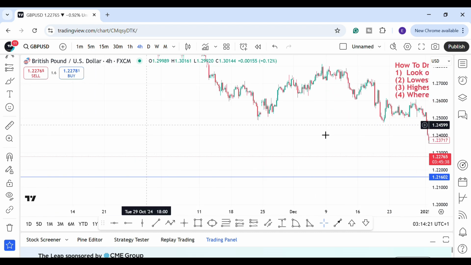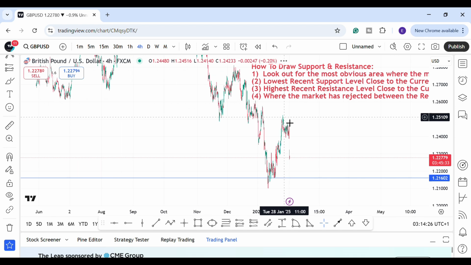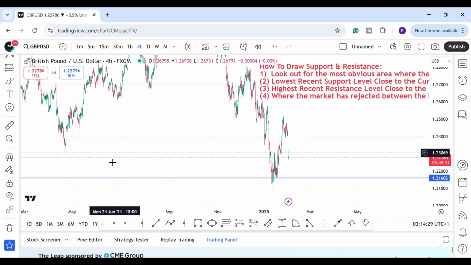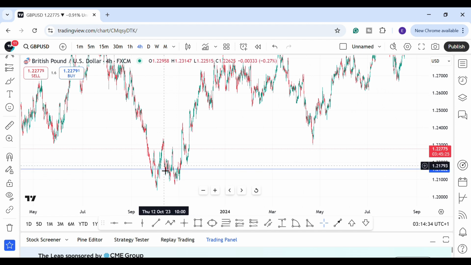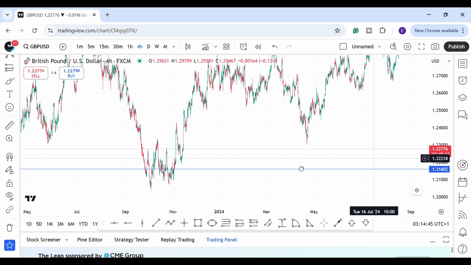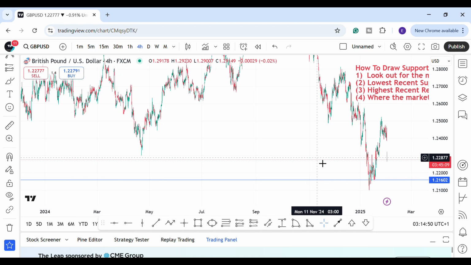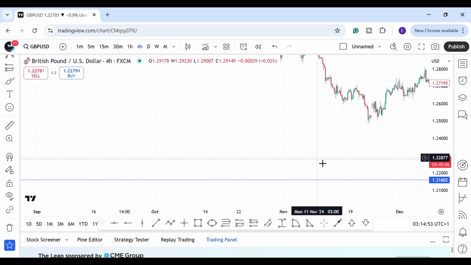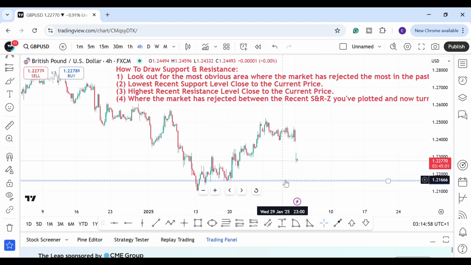Let me shrink the chart to make it fast. Yes, you can see our market reacted within this zone. Historically, the market has reacted within this zone. So that makes it a stronger zone, one that will be more effective, more powerful. So we've gotten our support zone here.